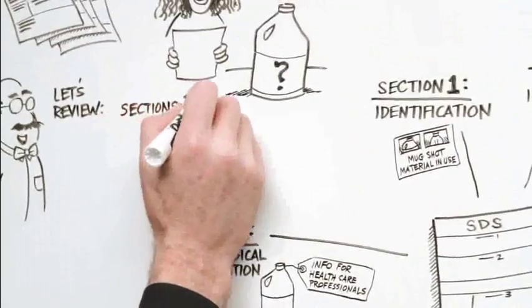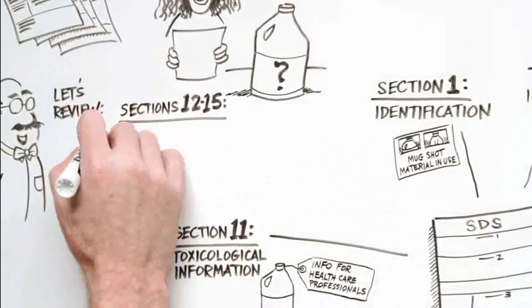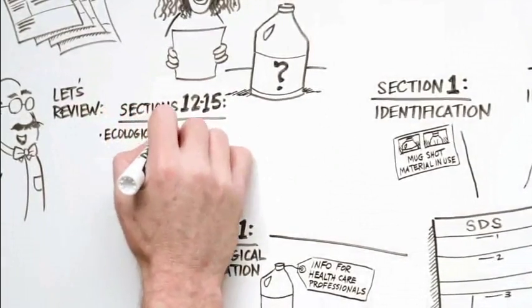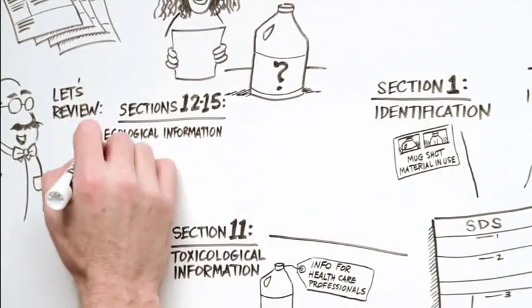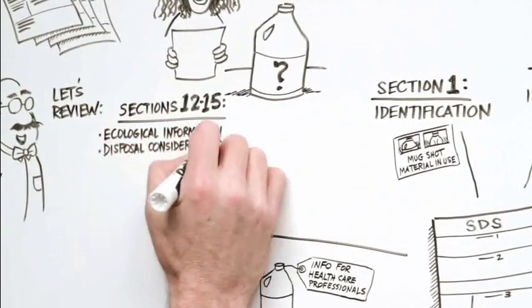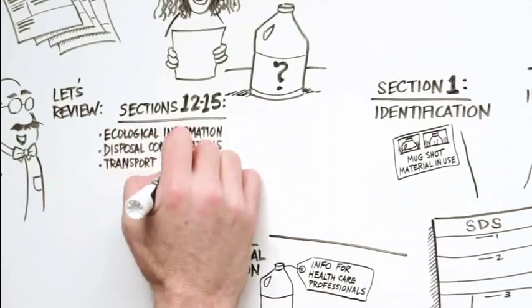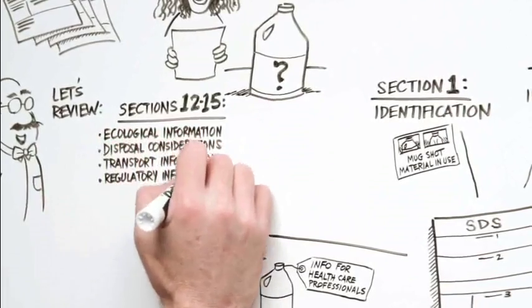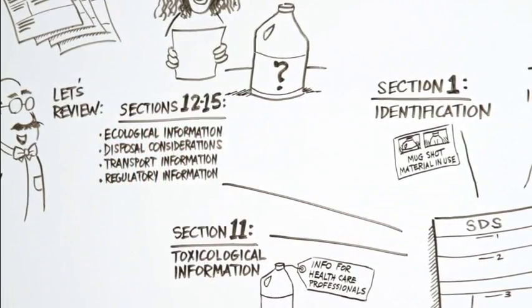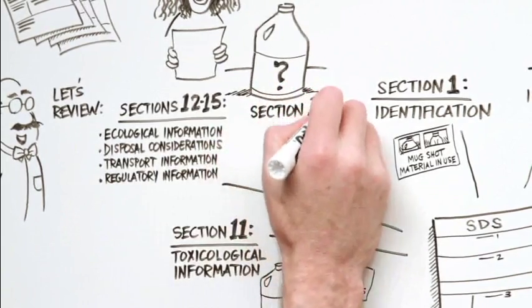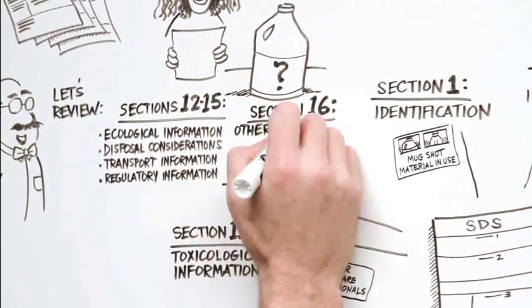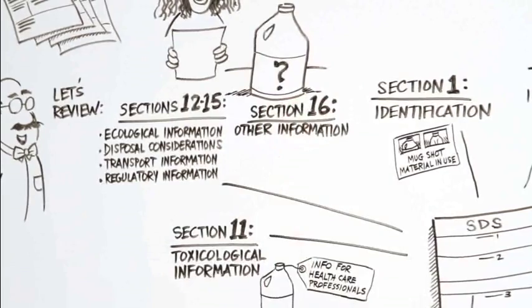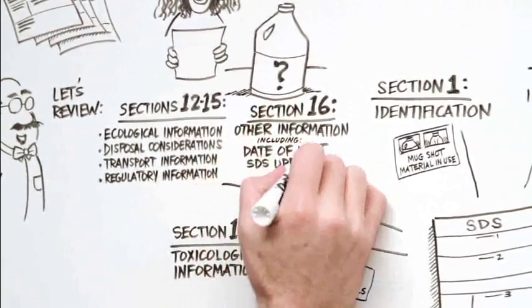Sections 12 through 15 are not mandatory under OSHA, but include 12, Ecological Information, 13, Disposal Considerations, 14, Transport Information, 15, Regulatory Information. Finally, the last mandatory section, Section 16, Other Information, provides details on the SDS preparation, including the date of the last revision.